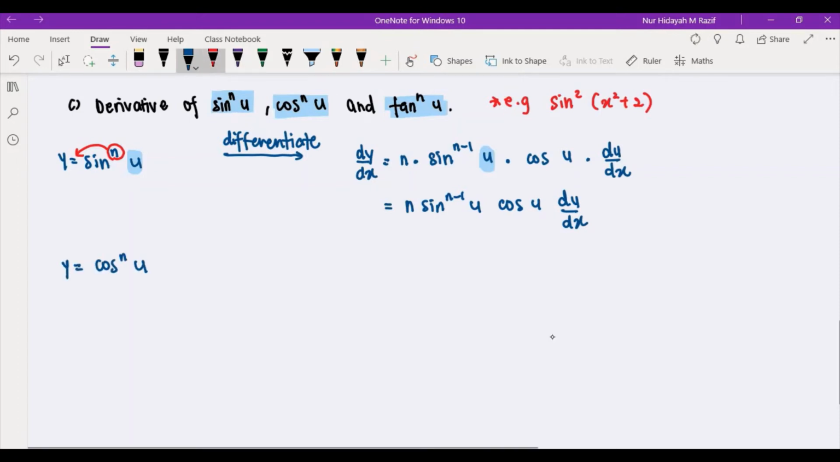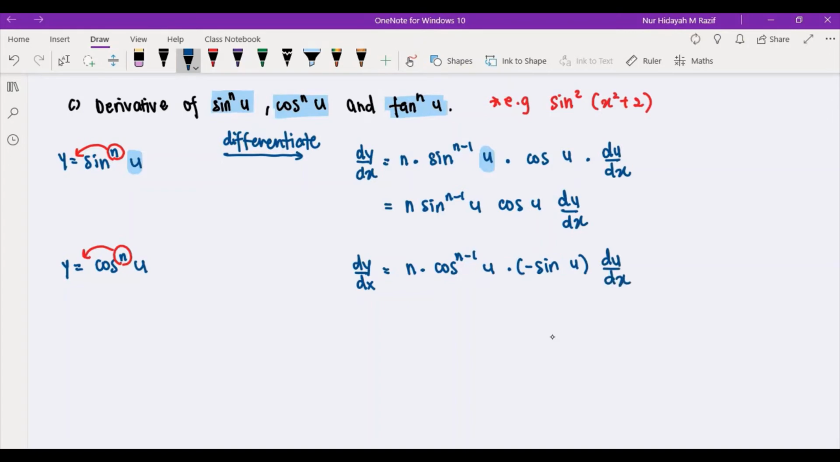Okay, what if you are given y is equal to cos to the power of n of u? Again, we are going to use the power rule. So n will be taken to the front and your dy/dx will start with n multiplied by cos to the power of n minus 1 of u. And then we are going to differentiate cos, giving me negative sine. The angle will stay the same, u. And then we are going to differentiate our angle, giving you du by dx.